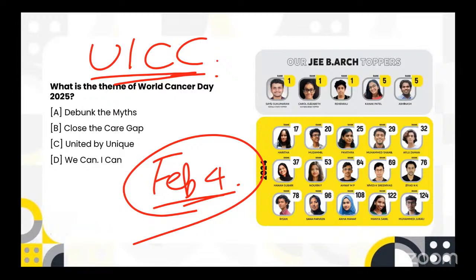So this day is to spread awareness regarding cancer-related challenges in India. Every year they have a theme. This year's theme is United by Unique, to ensure a more people-centric approach towards cancer. Everyone has to be part of this cancer program. Next one.